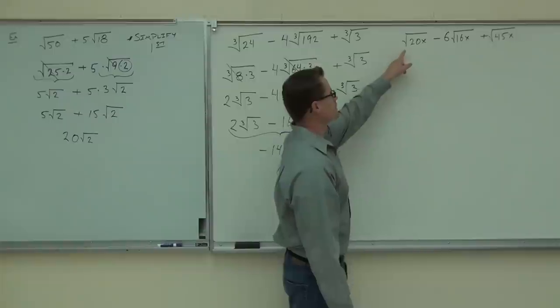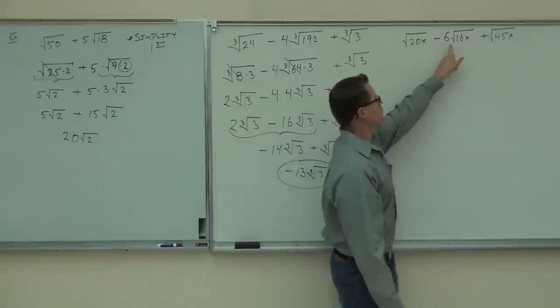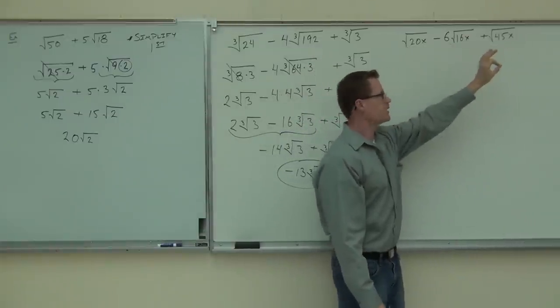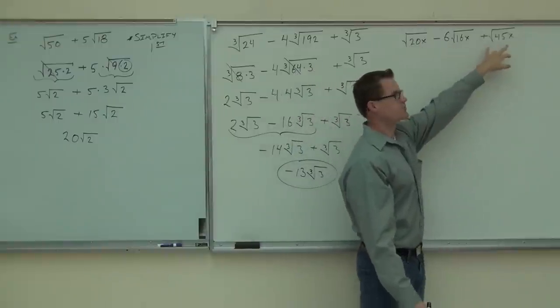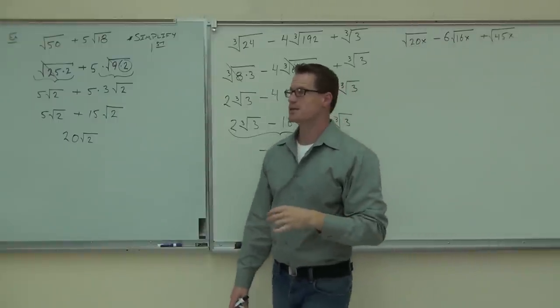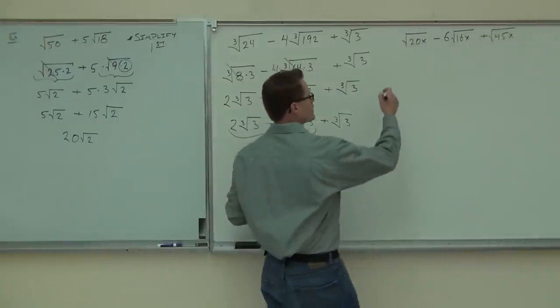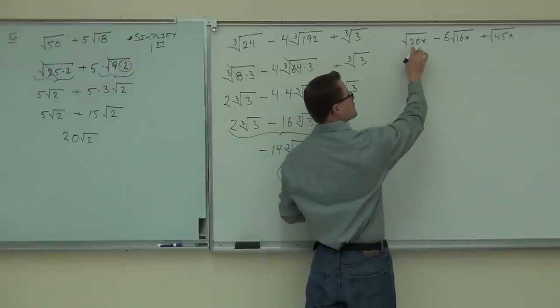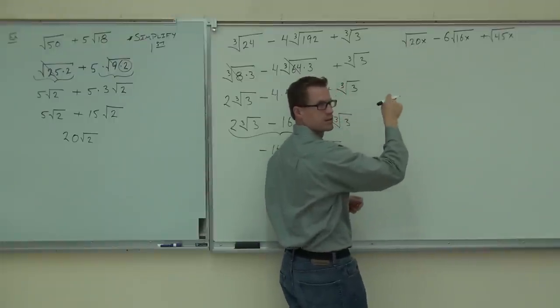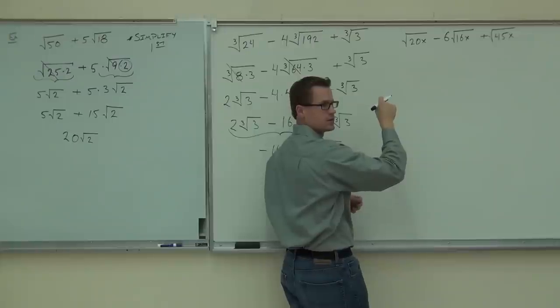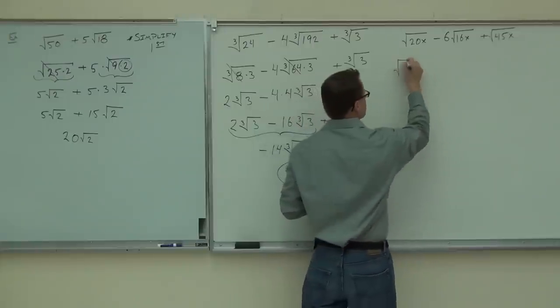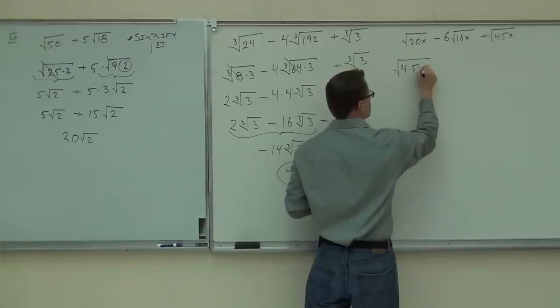So when we look at this, we've got square root, square root, square root. The roots are satisfied. We've got 20x, 16x, 45x. The radicands aren't. We need to simplify those first. So when we look at the 20x, can you tell me what numbers I'm looking at for 20, please, quickly? 5 and 4, or 4 and 5. Okay, so 4 times 5x.